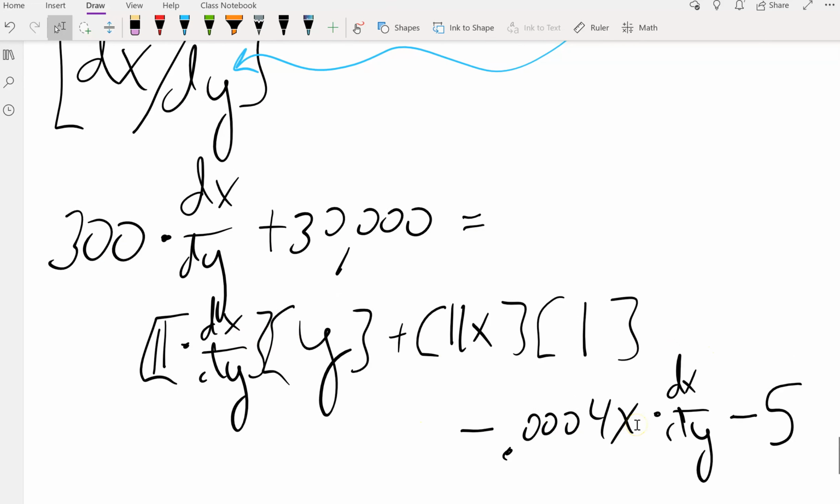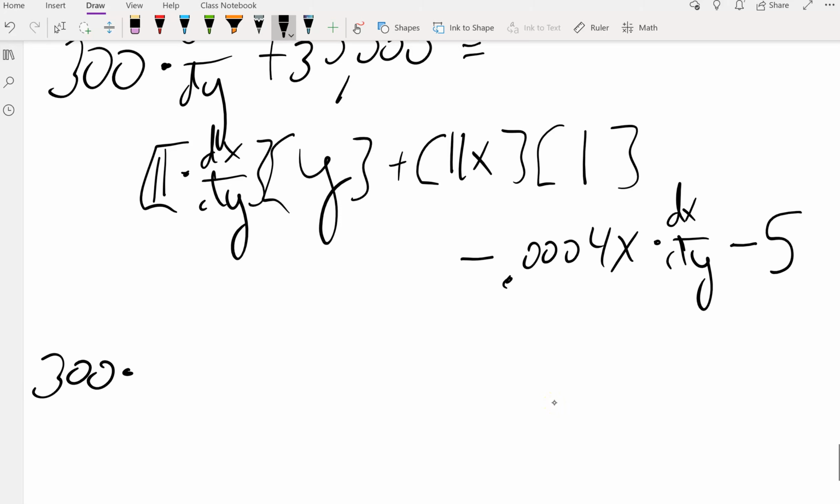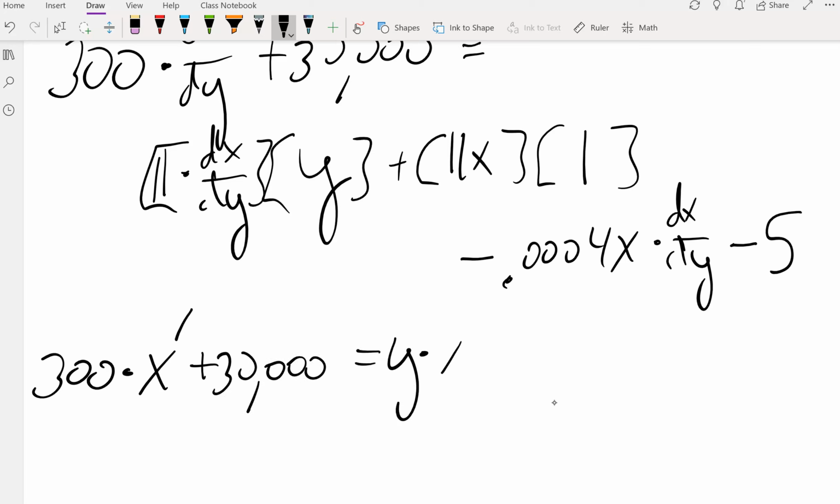So, what do we have here? 300 dx dy. Allow me to write that as x prime to really keep it simple in writing. Plus 30,000 equals y x prime, because it's y times dx dy, plus 11x minus 0.0004x, x prime minus 5. Try to get everything on one line here so we can take a look at this.